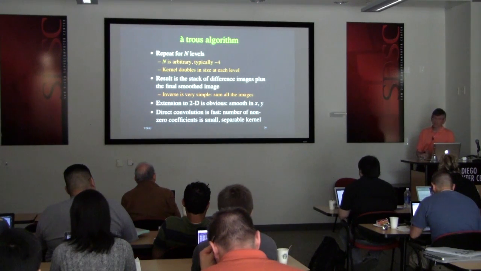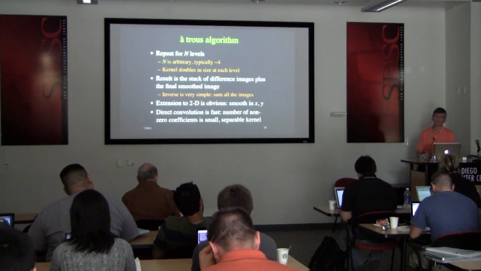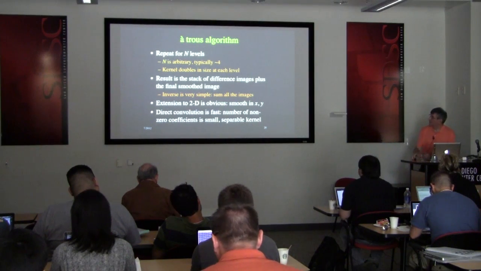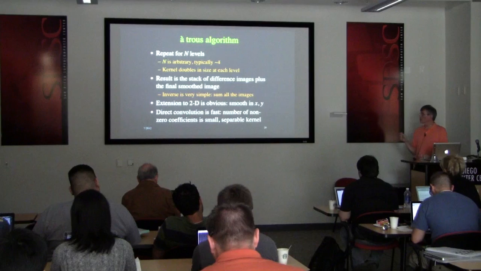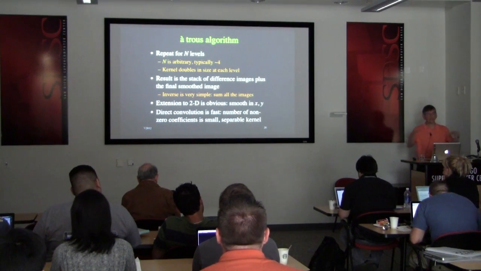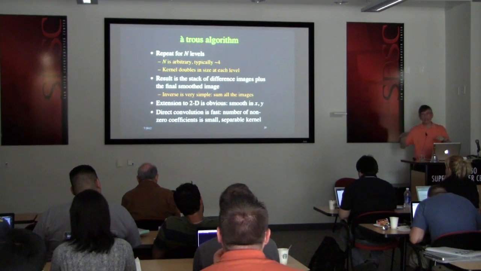You repeat this for some number of levels. The number of levels that you use is somewhat arbitrary. It depends on your application. It depends on how large a scale you want. I mean, one of the nice things about this is that the kernel doubles in size at each level. So basically the scale over which the image has been smoothed is doubling at each level.